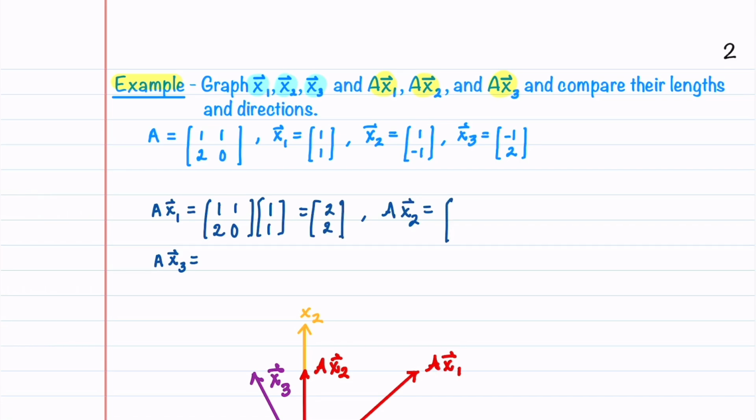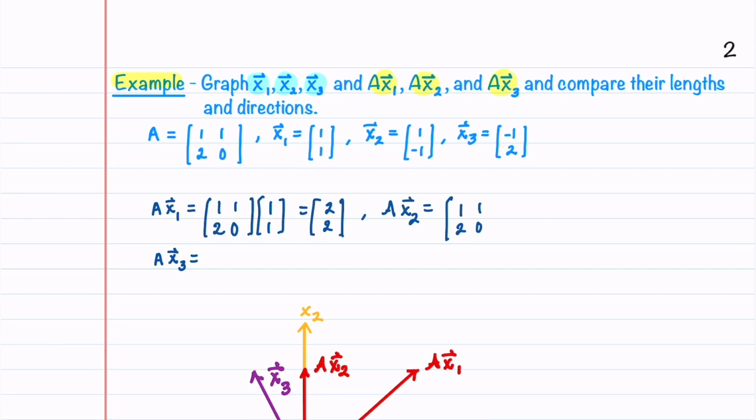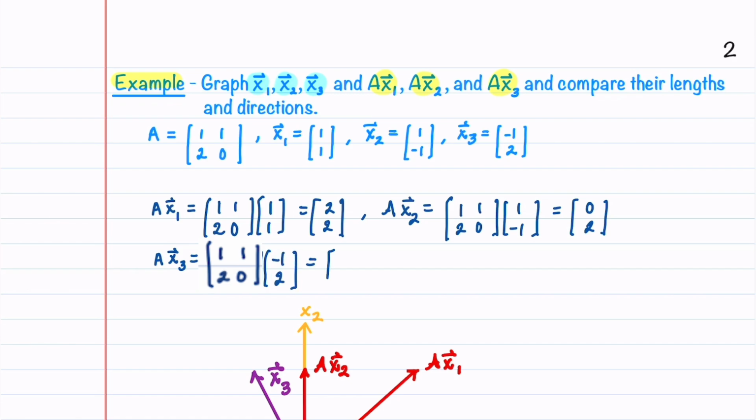Ax2 is our same matrix A times vector x2, which is 1, minus 1, and this gives us the vector 0, 2. Ax3 is our same matrix A times vector x3, which is minus 1, 2, and this gives us the vector 1, minus 2.